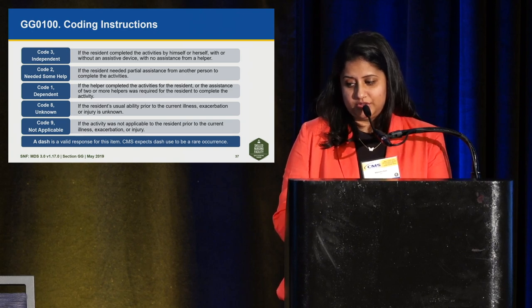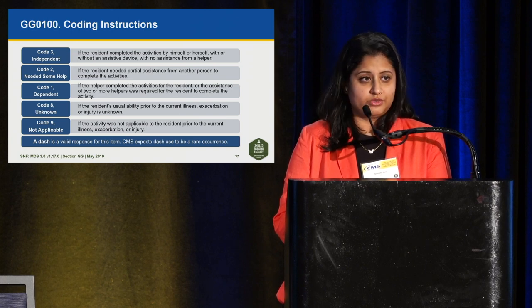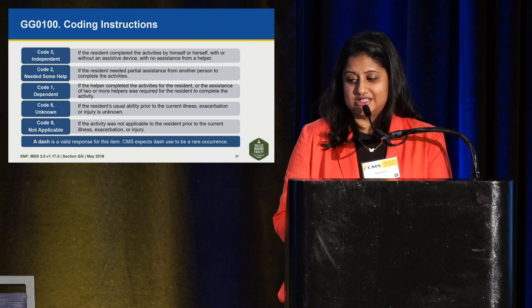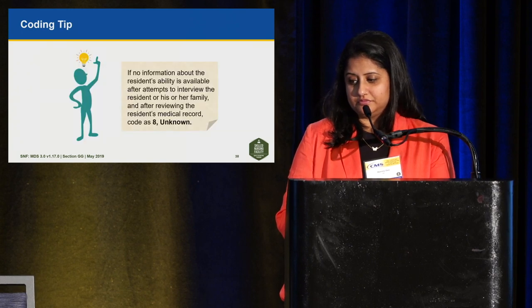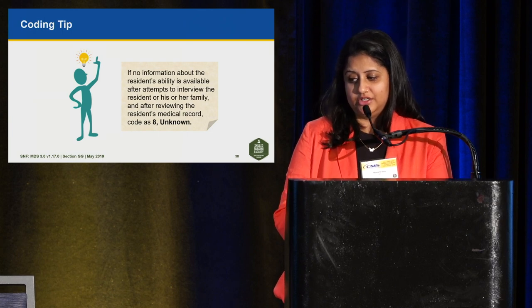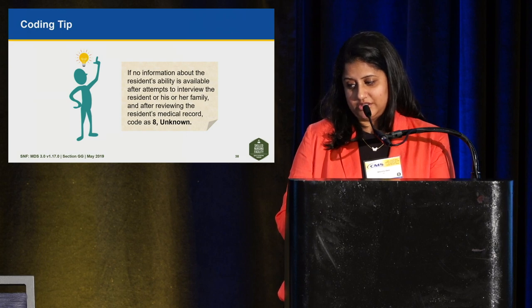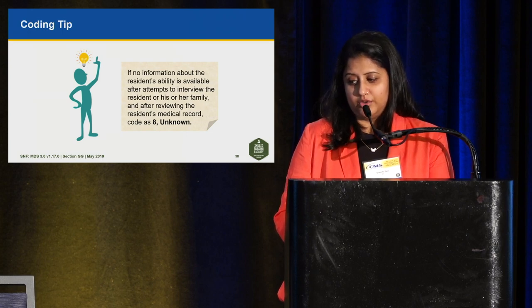Sometimes it is unknown. So in this situation, if the resident's usual ability prior to the current illness, exacerbation, or injury is unknown, there is a code for this. It's code 8. And if the activity was not applicable to the resident prior to the current illness, exacerbation, or injury, then we would code 9, not applicable. So if no information about the resident's ability is available after attempts to interview the resident or his or her family, and after reviewing the resident's medical record, code 8, unknown.